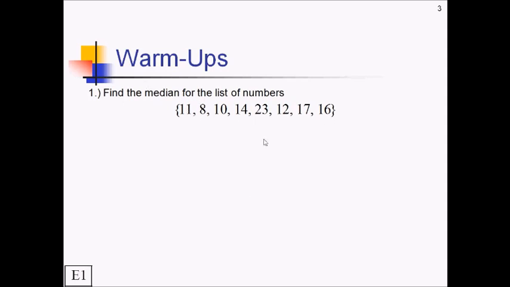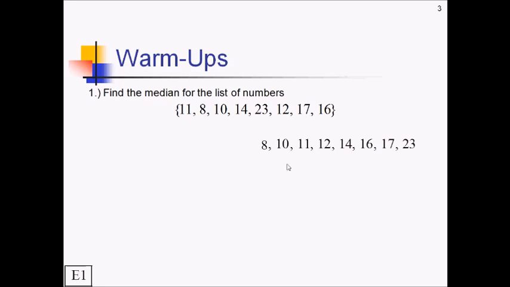All right, let's see how that went. So remember, finding the median, we have to put the numbers in order. So we've got 8, 12, actually 10 comes next, and then 11, and then 12. Jump the gun on that one. Then we got 14, 16, 17, and 23.